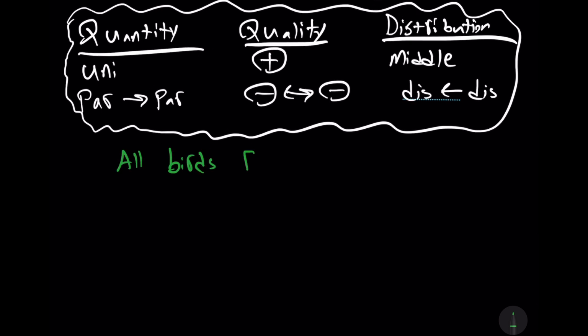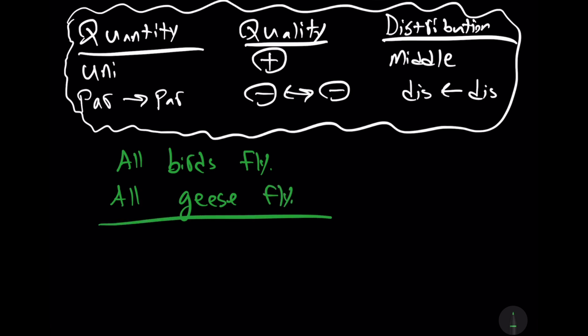For example, let's say we have: all birds fly, all geese fly. Conclusion, therefore, those three dots mean therefore, all geese are birds. Is that argument good or bad? Is it valid or invalid? Well, we can go through our checklist.